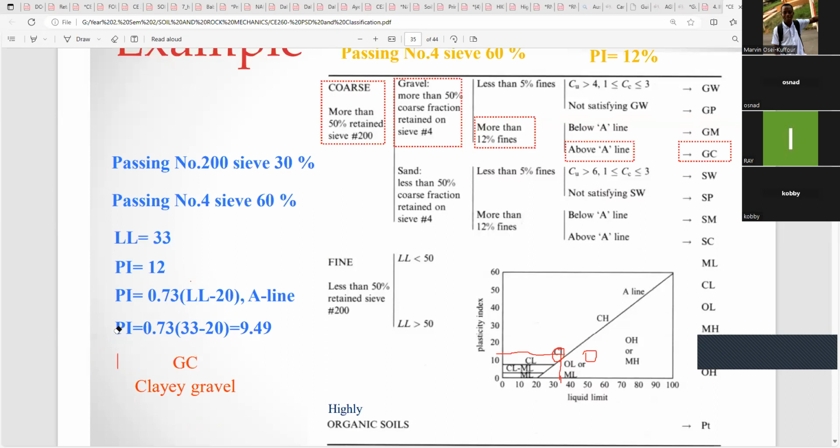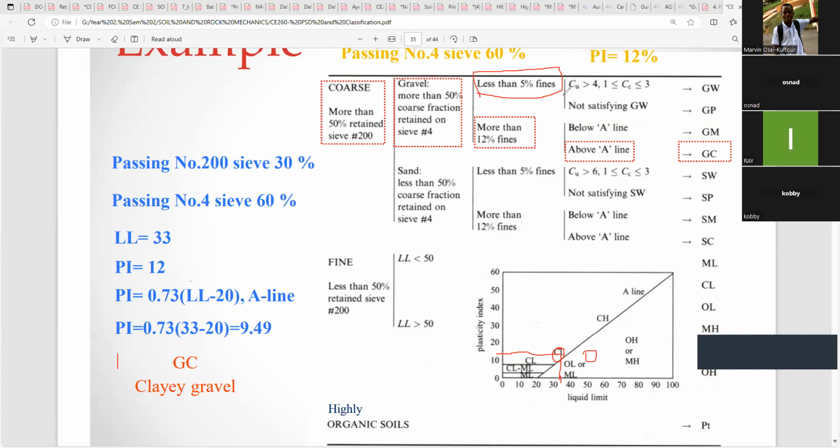So what about the less than 5% fines? Is there a situation where it can fall there? Are questions normally set on that? Is it possible? It's possible. Everything you see on the table is possible. So less than 5% fines, all right.